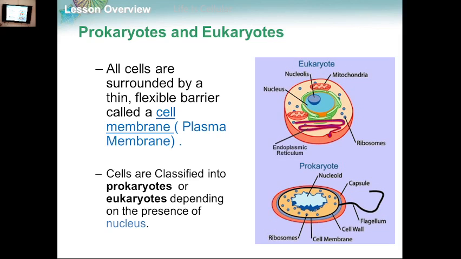So, in the beginning, you have to differentiate between the prokaryotic and eukaryotic cells. The prokaryotic cells and the eukaryotic cells are classified according to the presence of a nucleus. So, we need to memorize which of these two types of cells have a true nucleus and which of them don't have a nucleus.